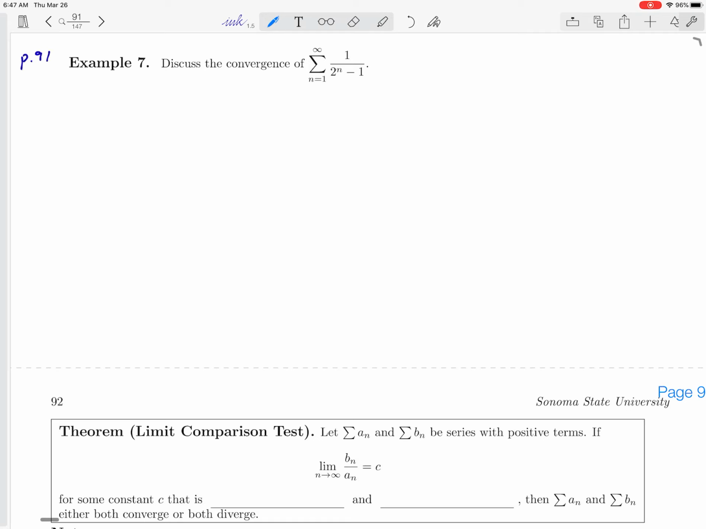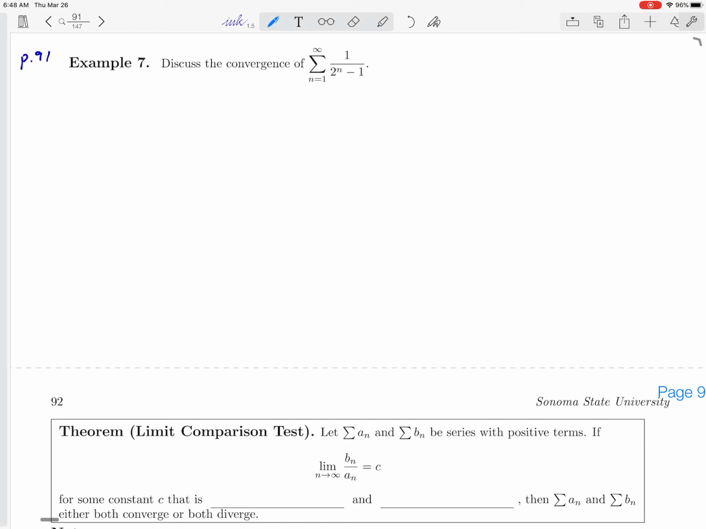This is example 7 on page 91 that we're looking at. In this example, we are going to discuss the convergence of the series sum 1 over 2 to the n minus 1. And what this is going to lead us to is a new convergence test for series that's going to be particularly useful.